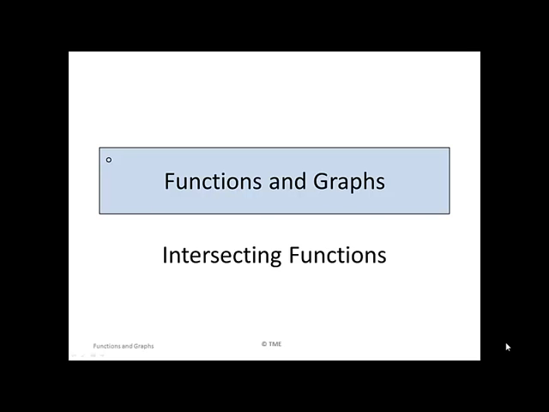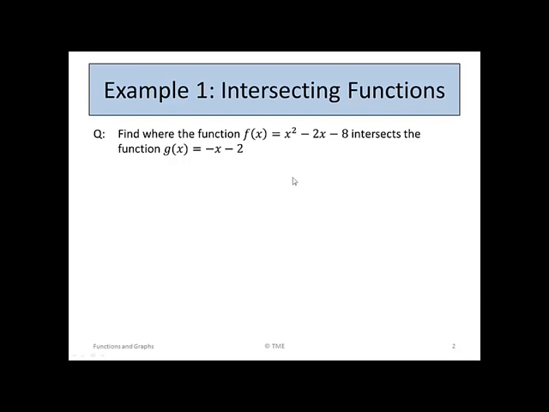Functions and graphs, intersecting functions. Find where the function f(x) equals x squared minus 2x minus 8 intersects the function g(x), where g(x) is equal to minus x minus 2. So here we've got two functions and we're going to see where they cross each other.